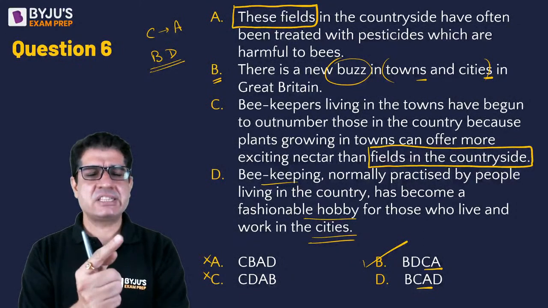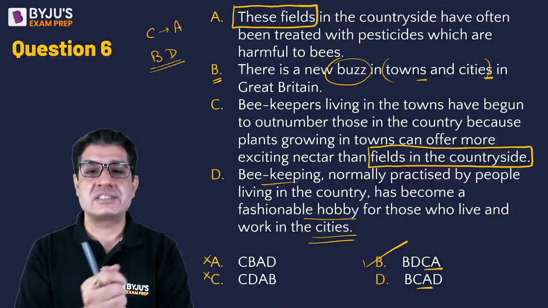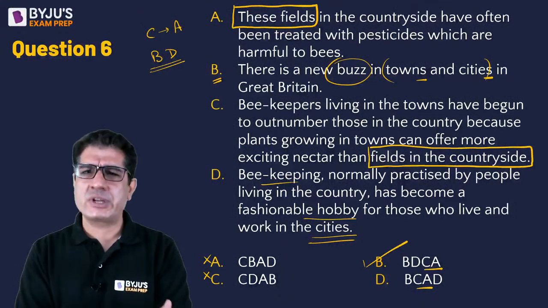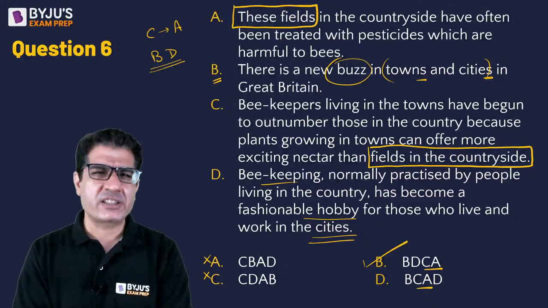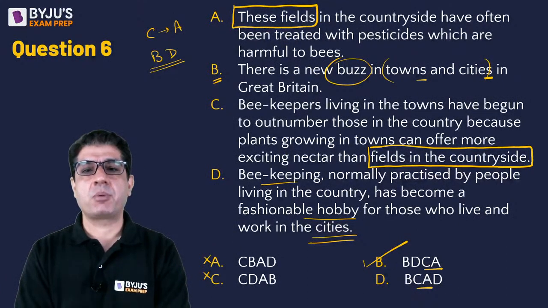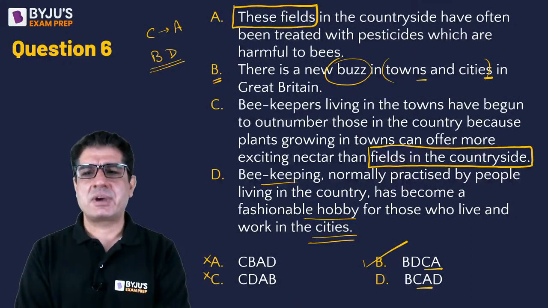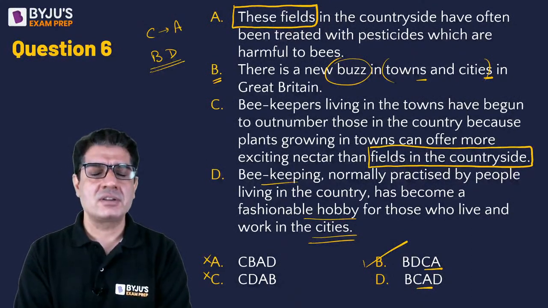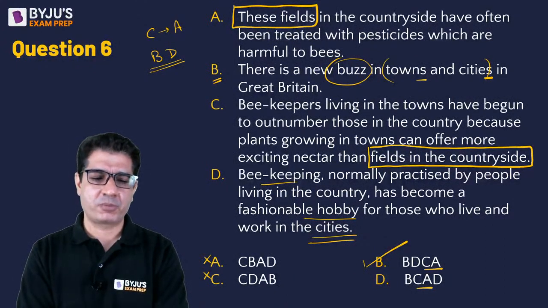So buzz in towns and cities, what is that buzz? Beekeeping has been taken up by a lot of people. It is considered fashionable. After that, you can put in CA. So there is no transitional expression in C. If I were writing it, I'd probably use a transitional expression, but then even otherwise, they cannot come before B and D. So therefore, we can opt for option B.